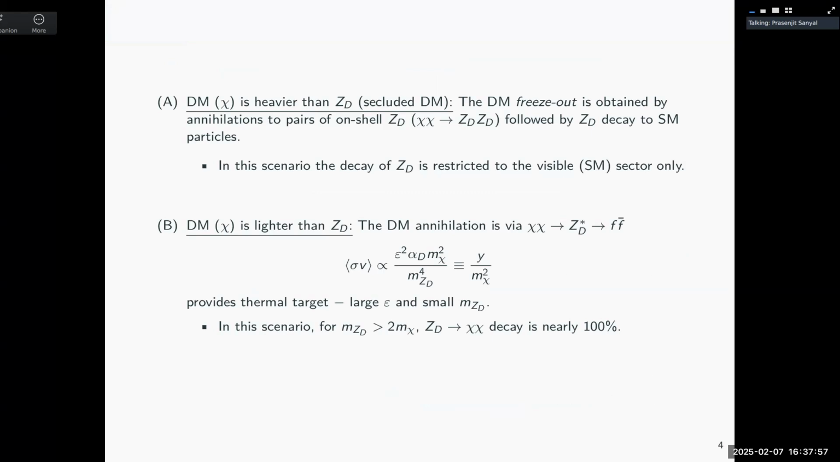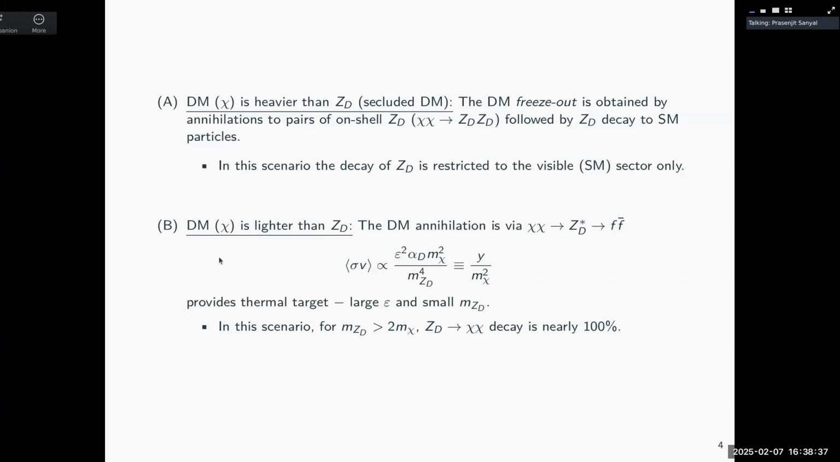The first is when the dark matter is heavier than the dark Z, which is called the secluded dark matter scenario. In this scenario, the dark matter freeze-out is obtained by annihilation to pairs of on-shell dark Z by this process, followed by the dark Z decay into standard model particles. In this scenario, we do not have any thermal targets because the annihilation cross-section is independent of the epsilon parameter. The dark Z is restricted to decay only into the visible sector because the dark Z is the lightest in the hidden sector.